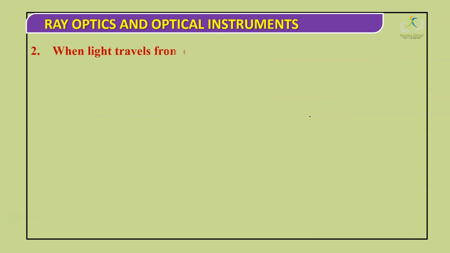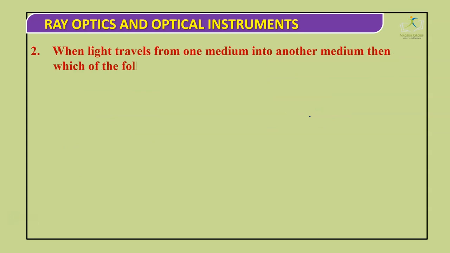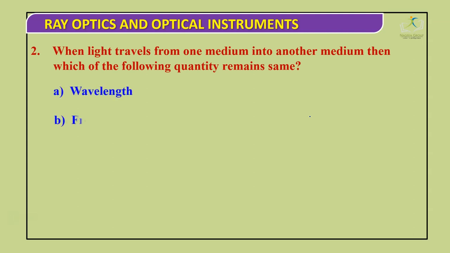Second question: when light travels from one medium into another medium, which of the following quantities remains the same? Wavelength, frequency, velocity, refractive index. Students, the correct answer for this question is the frequency, as I told you earlier.